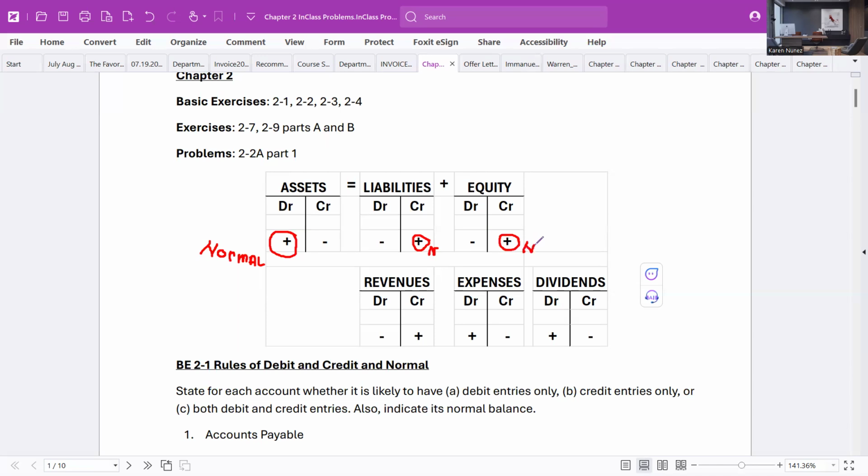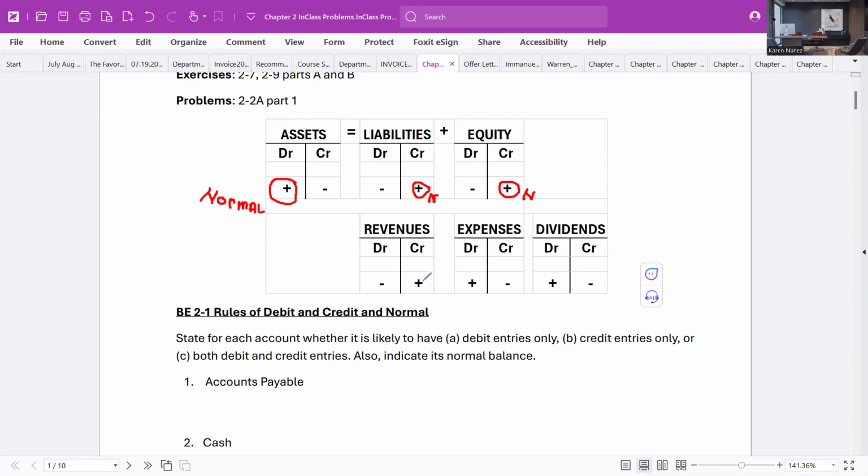So here's what you need to keep in mind. Whatever the increase side is, that's going to be the normal balance. Assets are increased with debits, they're normally going to have a debit balance. Liabilities and equity are increased with credits, they're normally going to have credit balances. Revenues are increased with credits, they're normally going to have a credit balance. Expenses and dividends are increased with debits, they're normally going to have debit balances. Okay?